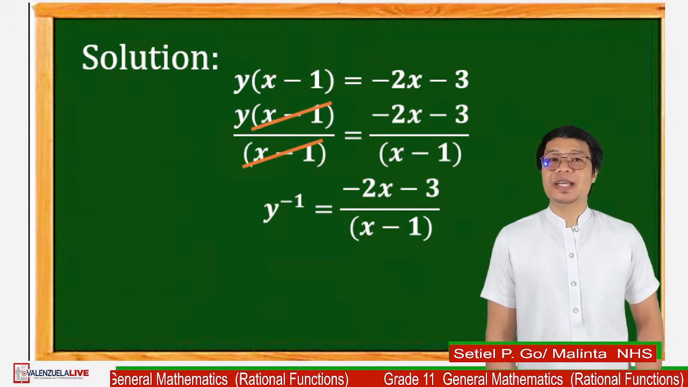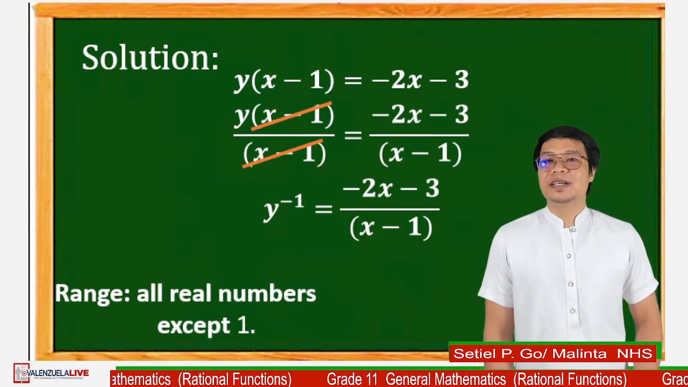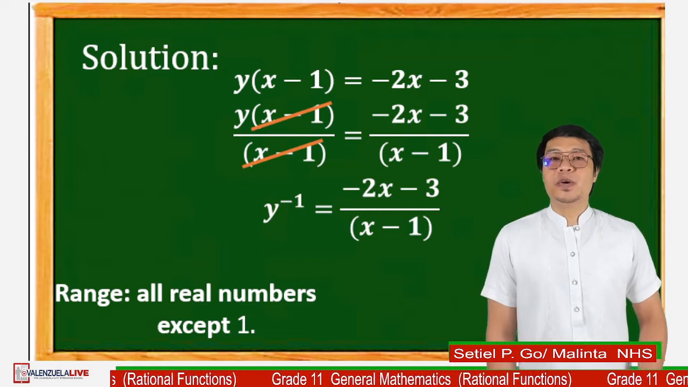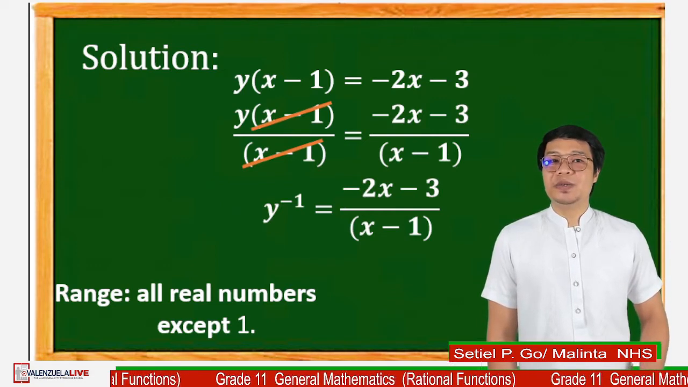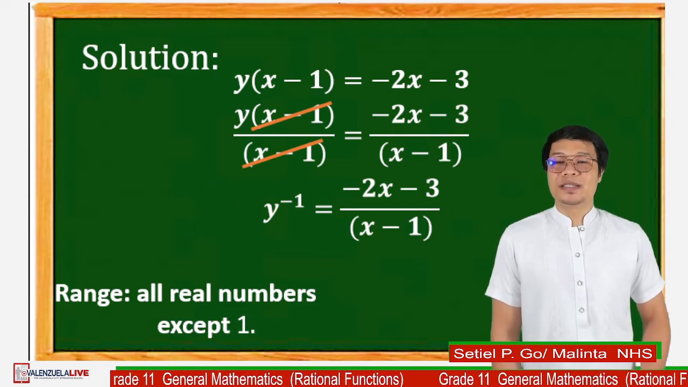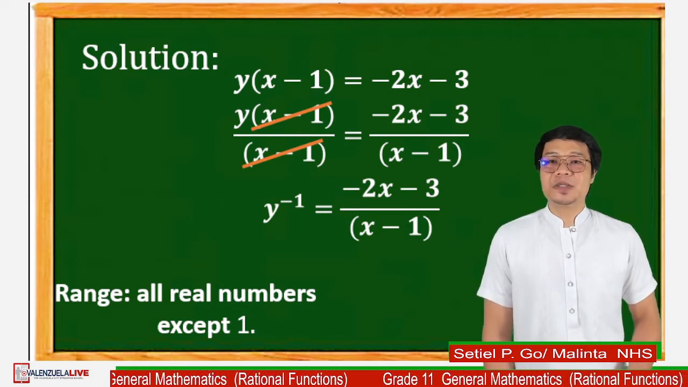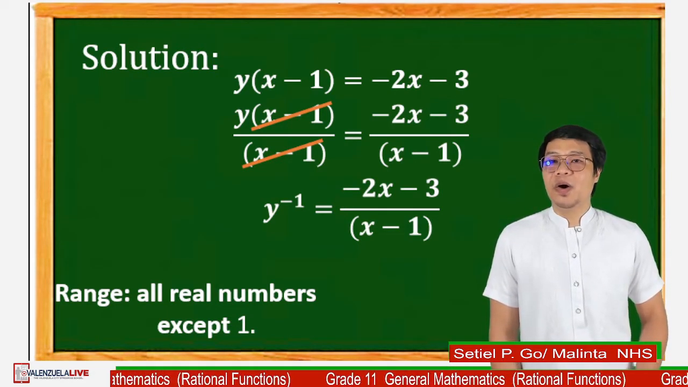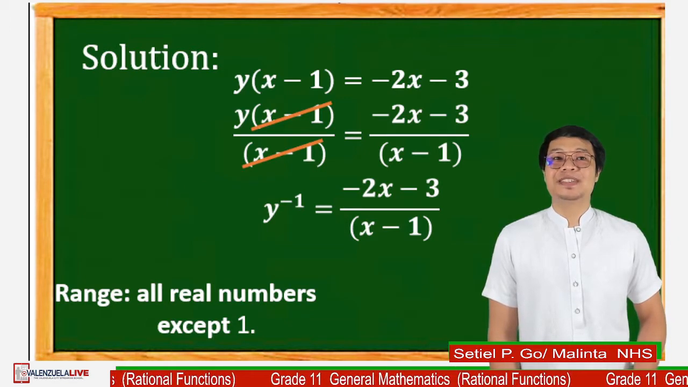Now, the main concern is, again, the denominator. So you're going to equate x minus 1 to 0. So this will become x is equal to 1. So the range of this rational function will be all real numbers except positive 1.